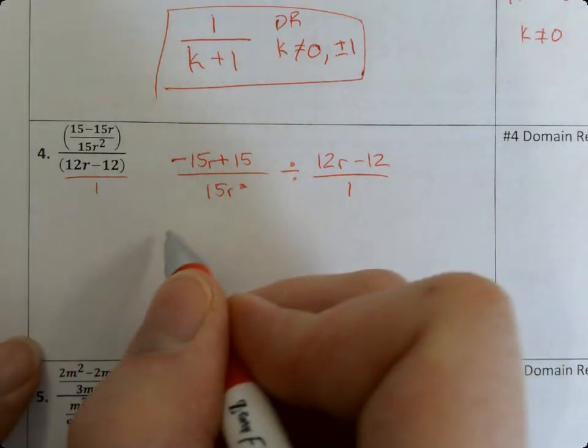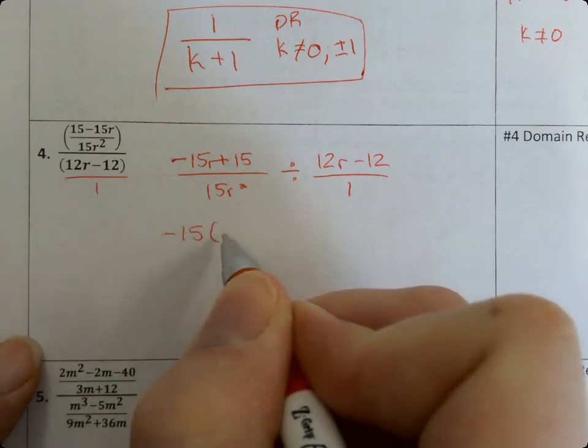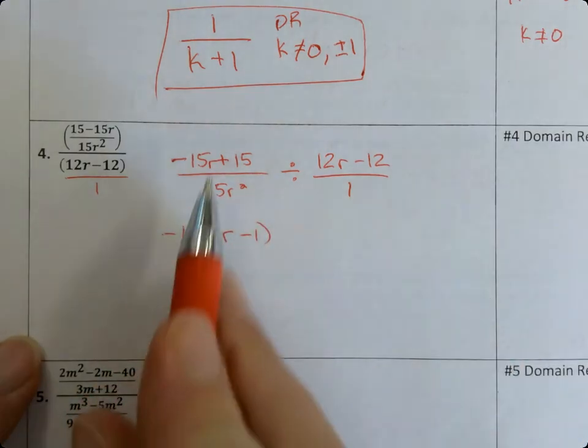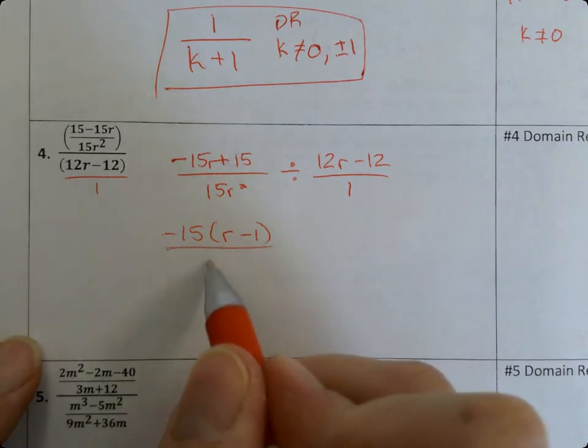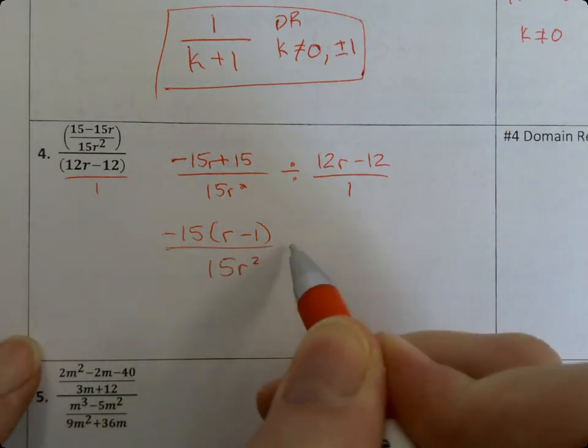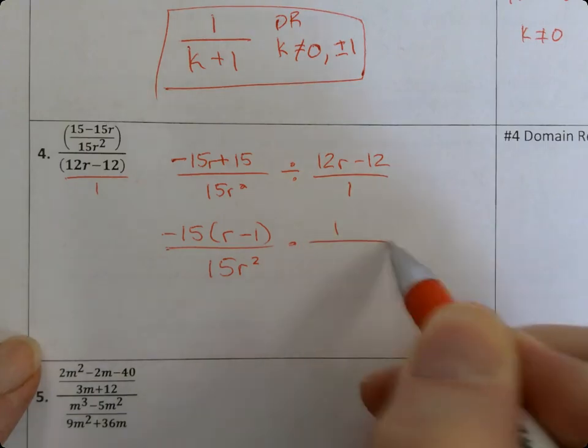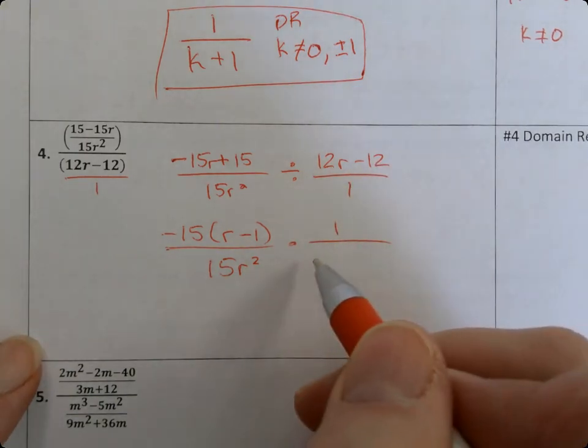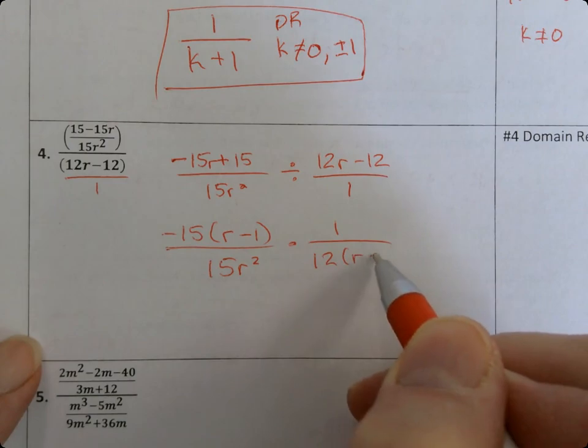I'm going to take out that negative 15. And then what's left is r minus 1, and that's really important, all over 15r squared, times, don't forget the reciprocal, so 1, and what's the GCF here? 12, and I'm left with r minus 1.